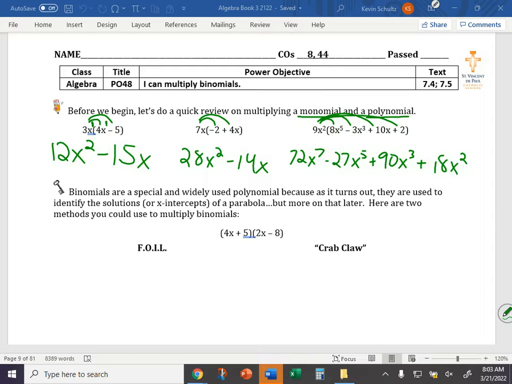Today, we're going to kick it up a notch, and we're going to be multiplying a binomial times a binomial.